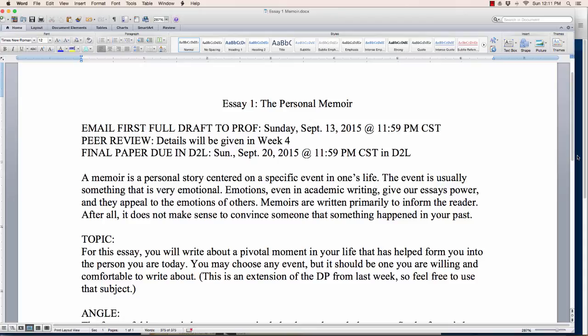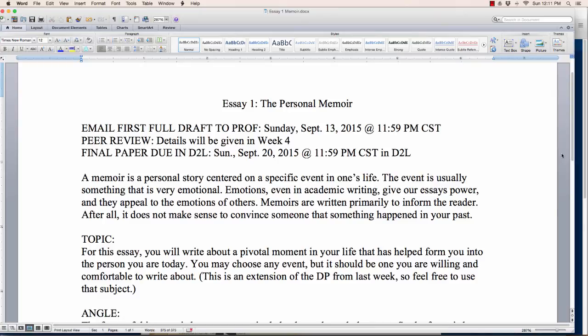A personal memoir is a story centered on a specific event in one's life. The event is usually something that's very emotional. Emotions, even in academic writing, give our essays power, and they appeal to the emotions of others. Memoirs are written primarily to inform the reader. After all, it does not make sense to convince someone that something happened in your past.